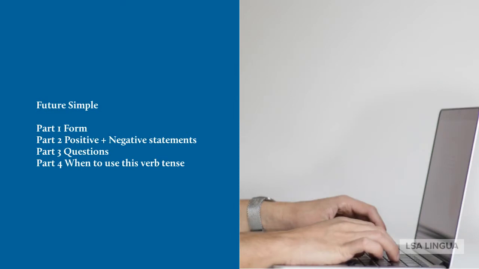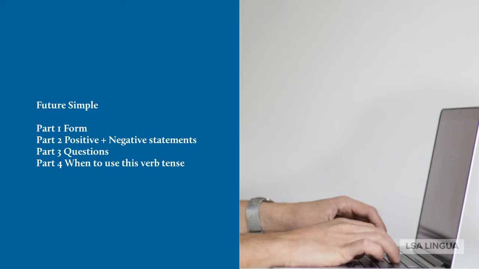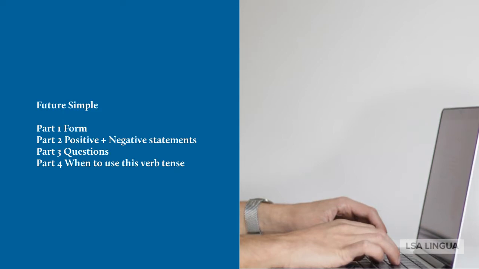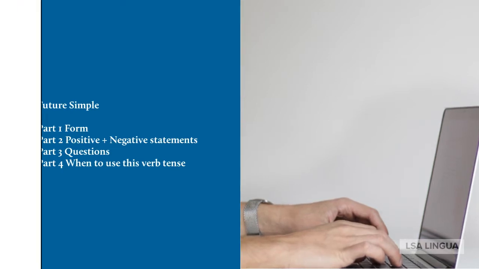This video consists of 4 parts. First of all, we're going to focus on the form. Then in part 2, positive and negative statements. In part 3, questions. And in part 4, when to use this verb tense. Note that in this part, the 2 answers will also be given to the questions that were posed earlier. The objective of this video is to refresh your memory when it comes to the future simple.